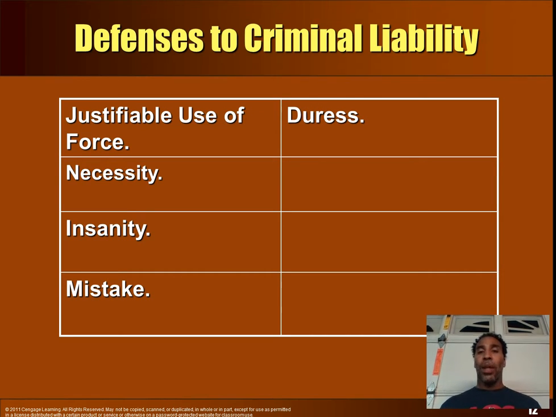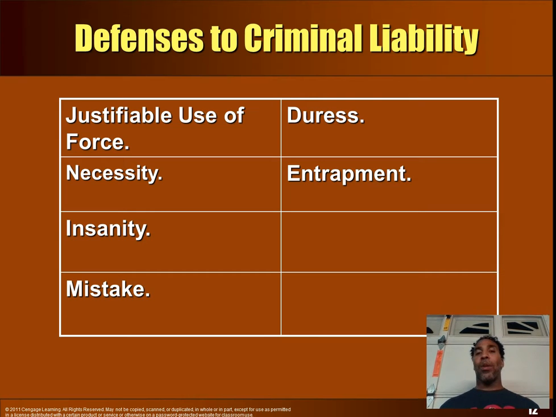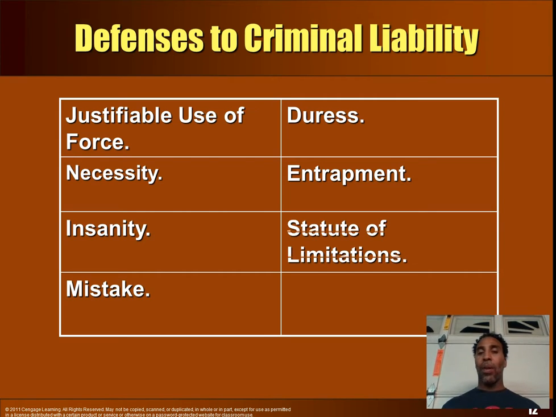Duress: someone put a gun to your head and said, put a gun to somebody else's head, then that's something you've done under duress. Or entrapment. I love Ferraris, and I go outside, and there's a Ferrari right there with the Falcon door up, and the keys are in, and it's running. They're trying to entrap me to jump in and take off with the car.